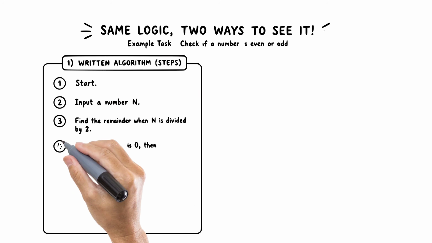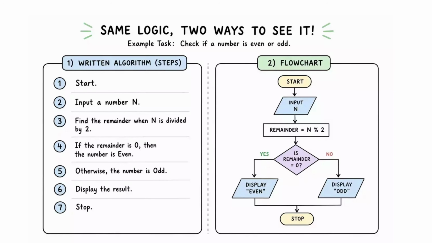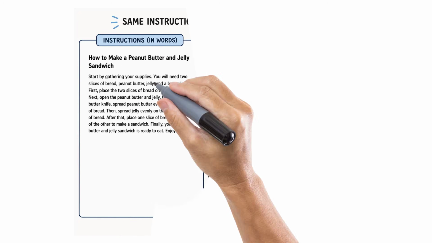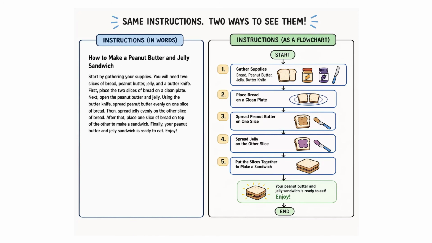Flowcharts are amazing for spotting missing steps. Sometimes you think your idea makes sense, but once you draw it, you realize something important is missing. Maybe you never asked the user for input, or maybe one branch has no output. The gap becomes visible.